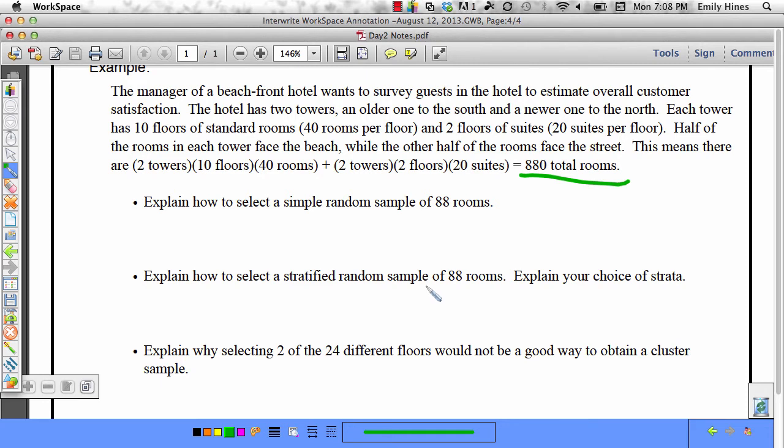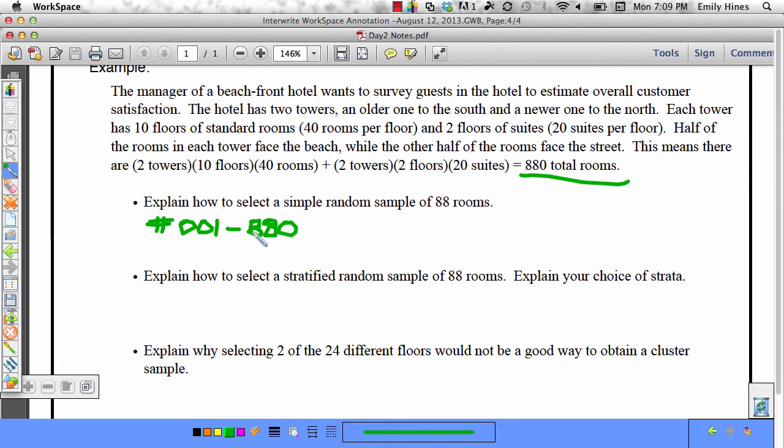If he wanted to take a simple random sample of 88 rooms, and remember you can pause this and answer these questions and then play it, what he's going to do is number each room 001 through 880. Remember that your numbers on your labels have to be correct.